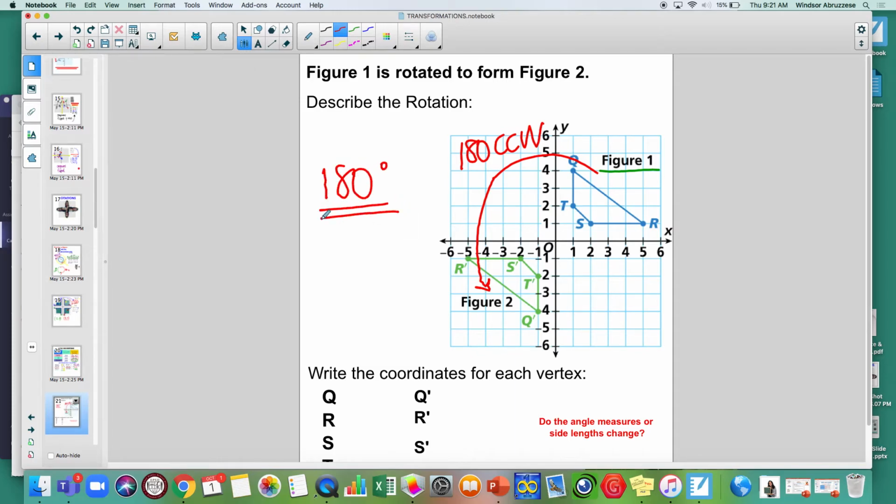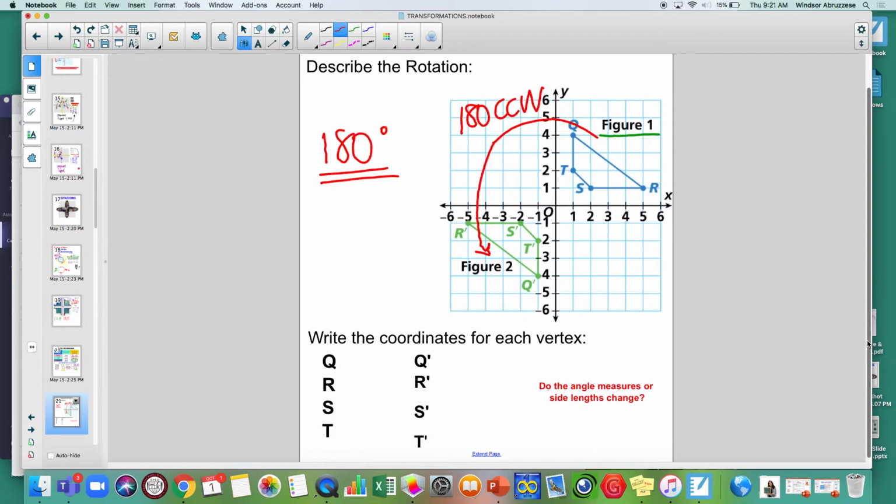Now let's just double check to make sure, let's look at our coordinates. What are the coordinates for Q, R, S, and T? So Q is located at 1, 4. Where is Q prime? Down here at -1, -4. Look at the coordinates. I didn't switch them. All I did was do the opposite sign. That's going to be the rule for all of them.